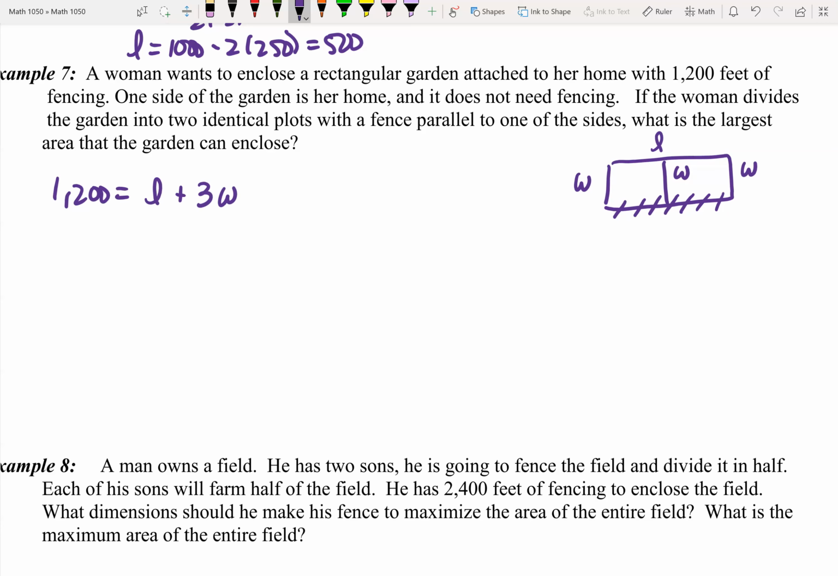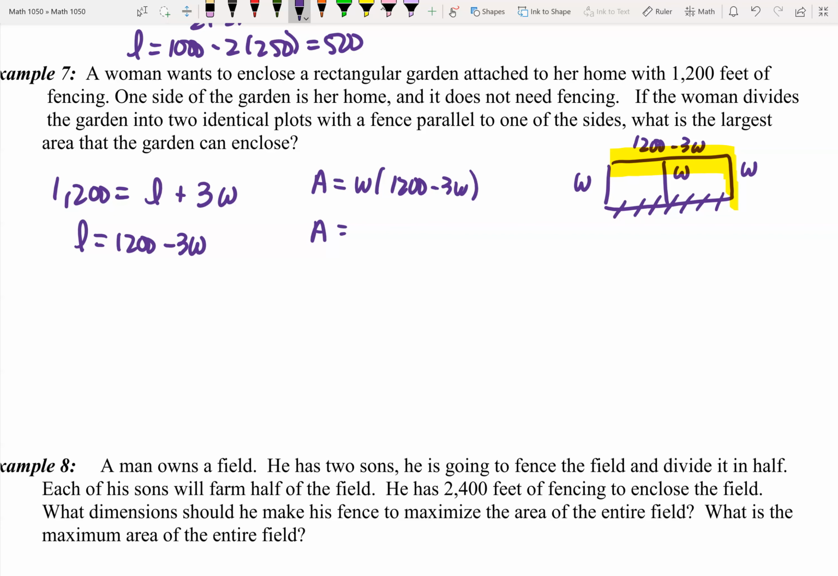What do I always solve for, guys? L. So it's going to be L equals 1,200 minus 3W. Come over here, get rid of the L, replace it with 1,200 minus 3W. They want to maximize the entire thing, not half of it, the whole thing. So my area is W times 1,200 minus 3W. You don't have to go length times width and all that stuff. So there's that. Just multiply the 2.